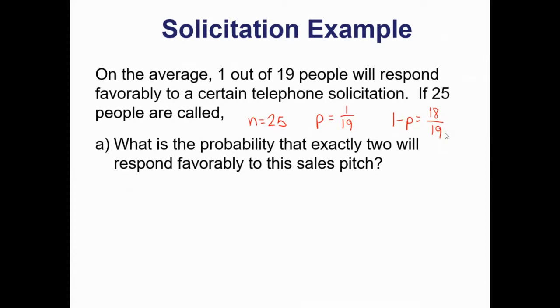Okay, so they ask us the probability that exactly 2 will respond favorably. Probability of x equals 2. We're going to have 25, and we want 2 to be favorable. What will I raise my 1 over 19 to? 2. What about my 18 over 19? 23.